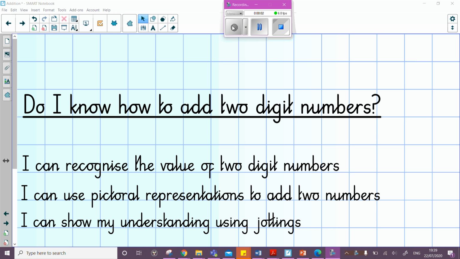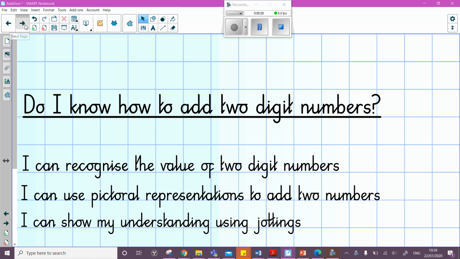Hi everyone, so today we are going to be learning to add two-digit numbers, and to be successful today we are going to be able to recognise the value of two-digit numbers, use pictorial representations to add two numbers, and then show our understanding using our jottings. So that might be pictorially or it might be jotting down some of our number sentences.